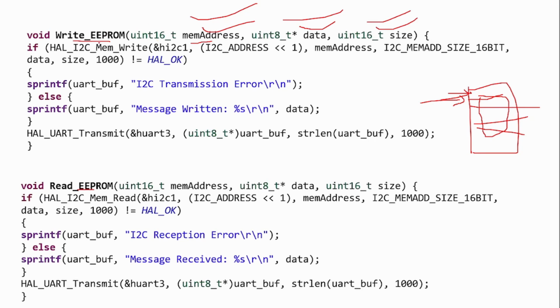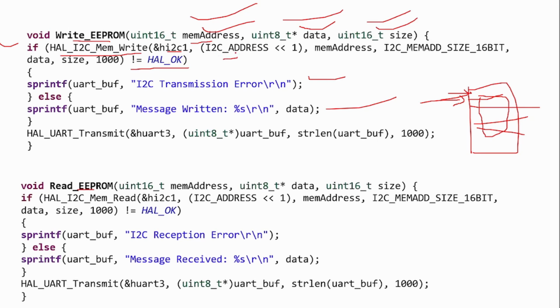Now inside the write function, the first thing is I am checking with an if condition: if HAL I2C mem write is not equal to HAL OK, then it will execute this, otherwise it will execute this. Now what is this function doing? HAL I2C mem write is actually an inbuilt HAL function, and you can see 7 arguments are there. First is the handler of I2C. If you declare the I2C, you will have this handler with you. We have seen this in many of our programs previously.